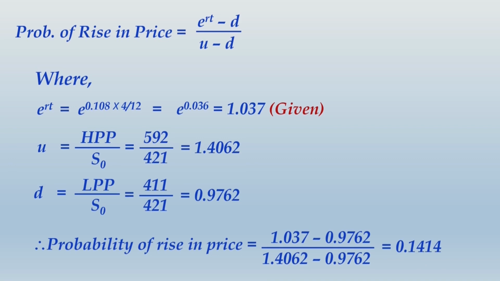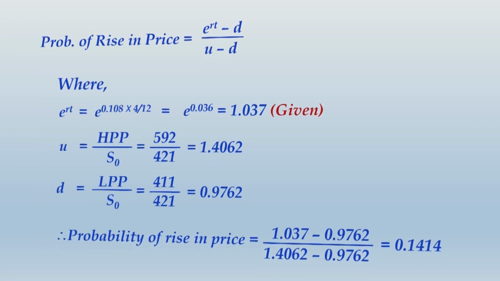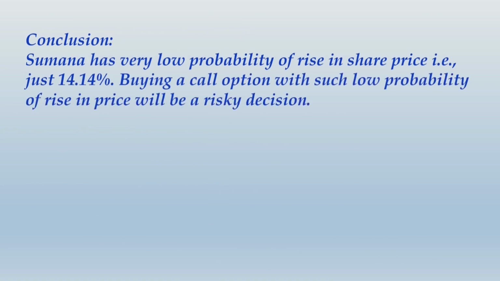Alright friends, once you have completed writing this much, let us move ahead and write up that conclusion. So you may write Sumana has very low probability of rise in share price, that is just 14.14%. You can write even 0.1414, not a problem. So 14.14%. Buying a call option with such low probability of rise in price will be a risky decision. That's all. So please write up this whole thing and it will be end of the solution.